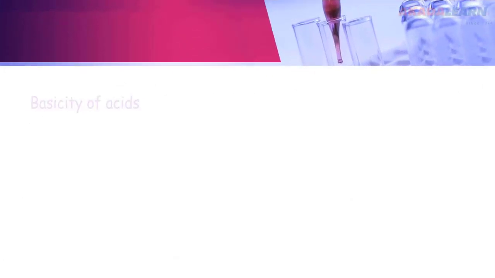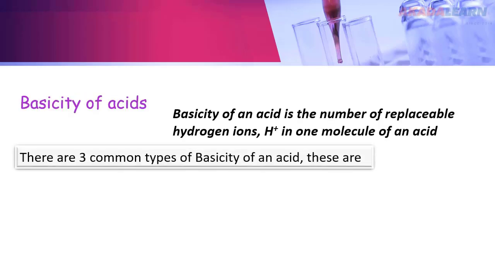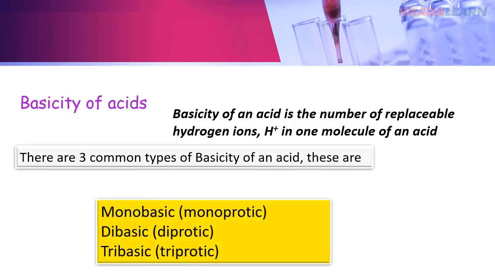Basicity of acids. Now, the basicity of an acid is the number of replaceable hydrogen ions in one molecule of an acid. There are 3 common types of basicity of an acid, and these are the monobasic, sometimes we say monoprotic, dibasic or diprotic, and then tribasic or triprotic.